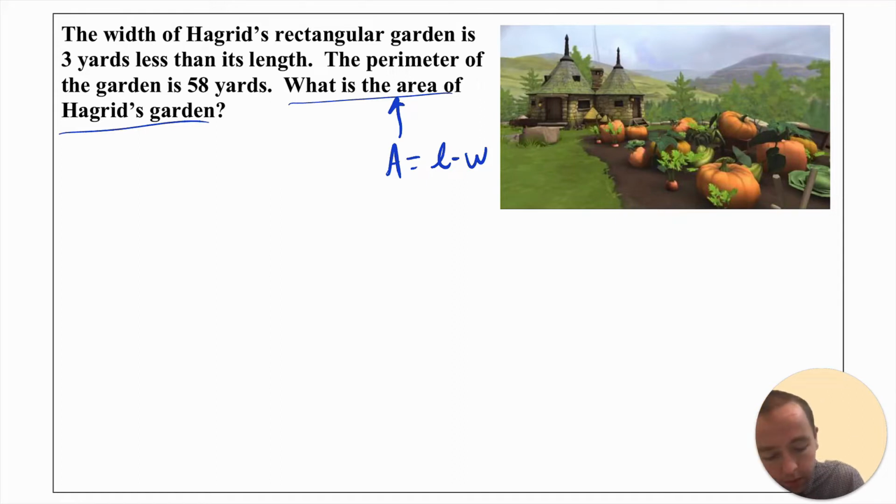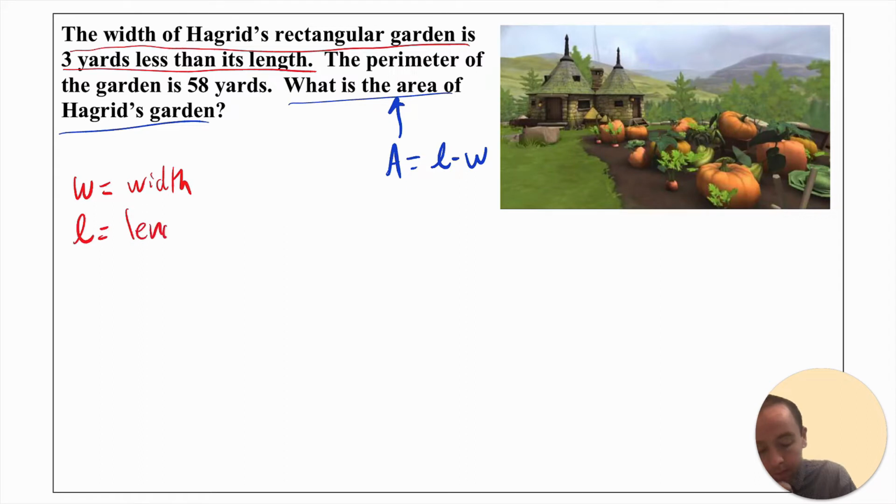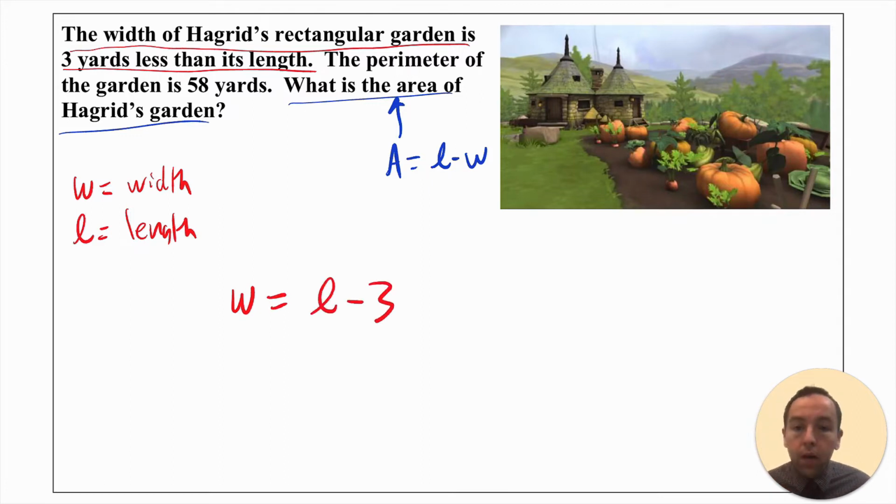So we do have the fact that the width of the garden is 3 yards less than its length. Let's define some variables. W is going to represent the width of the garden, and L will represent the length of the garden. So the width is 3 less than its length, right? So the width is 3 smaller than the length. That means we would have to take the length and make it smaller by 3, and that would make it the same as the width. In other words, the width is taking the length and subtracting 3 from it. So we have that true statement involving W and L.